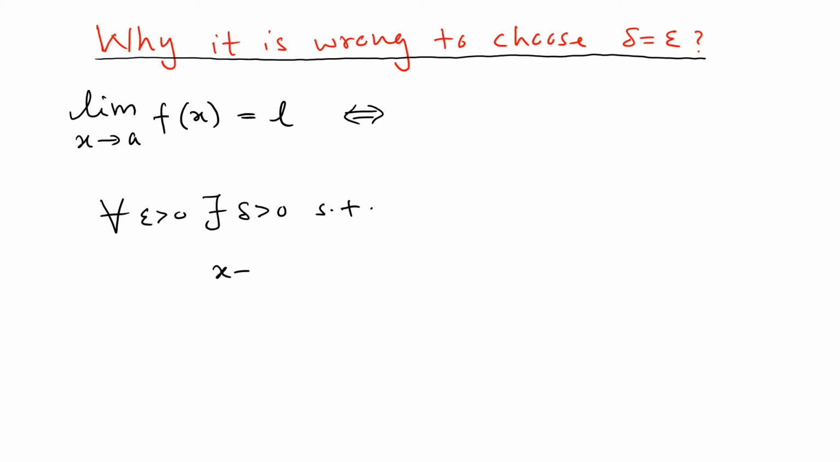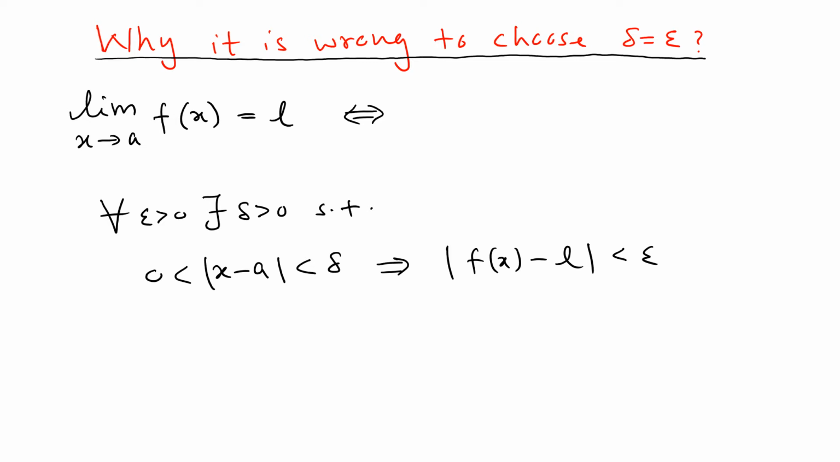0 less than |x minus a| less than delta implies |f(x) minus L| less than epsilon. So this is what we normally call the common epsilon delta definition that we use to prove a limit exists.